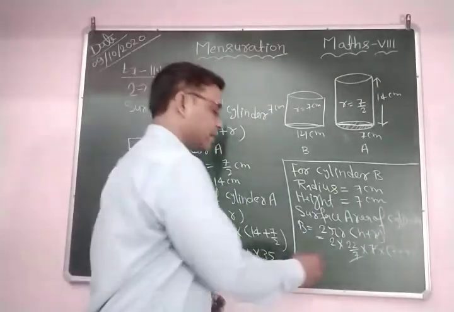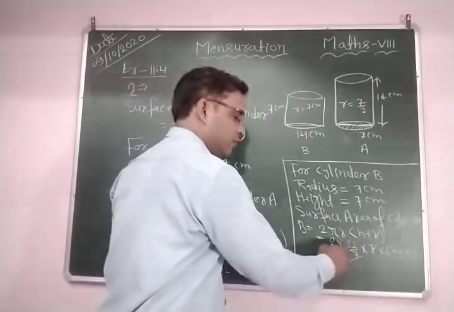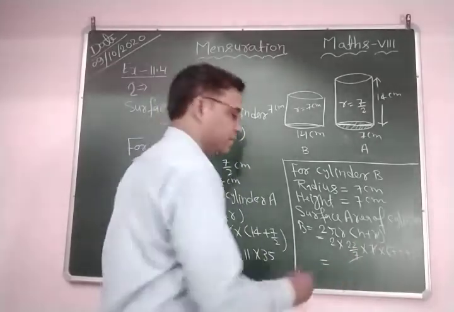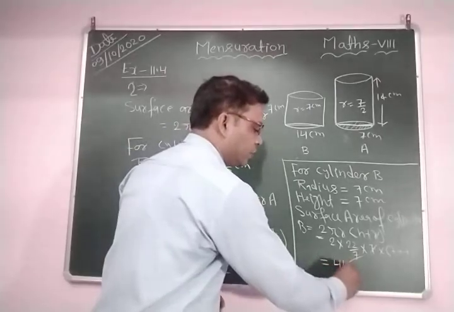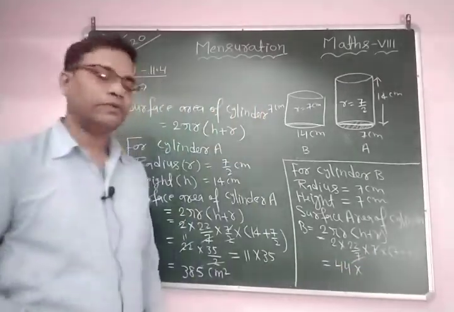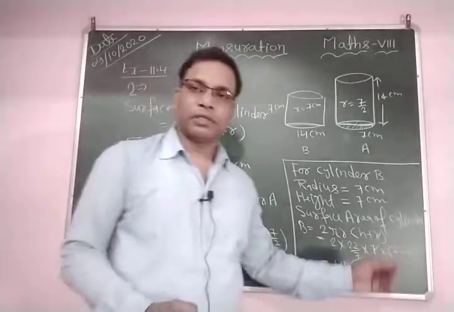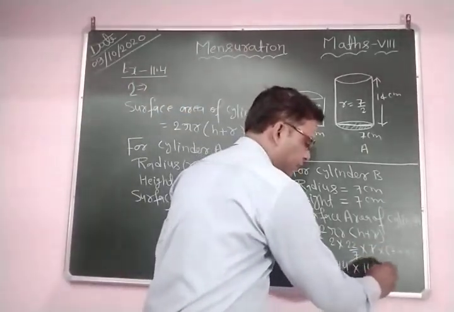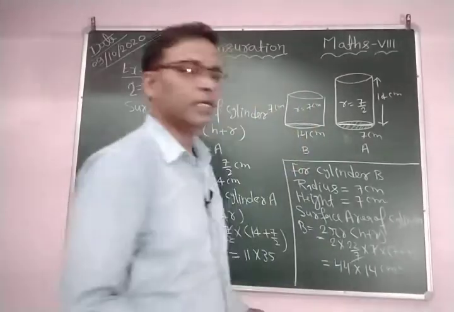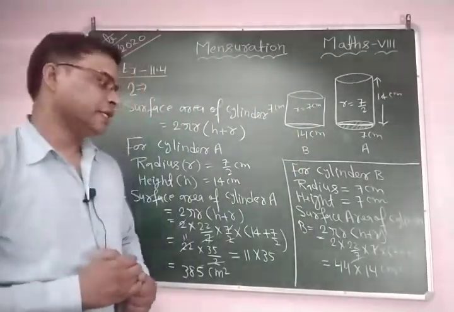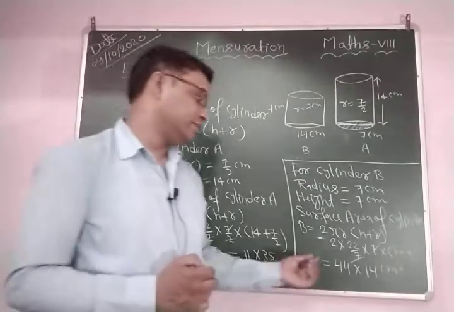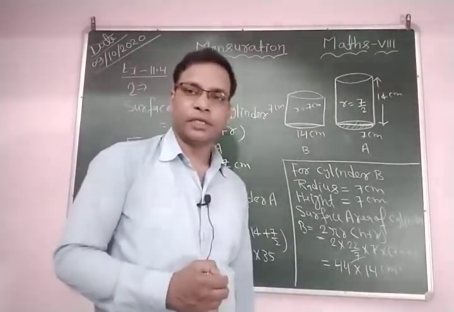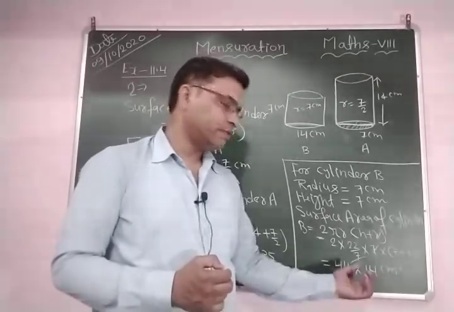Clear? Now so here we have 2 into 22, this is equal to 44, and again 7 plus 7, this is equal to 14 centimeter square, because here you are going to find its area. Now in this case you can see here 44 into 14. So how can we find the multiplication?